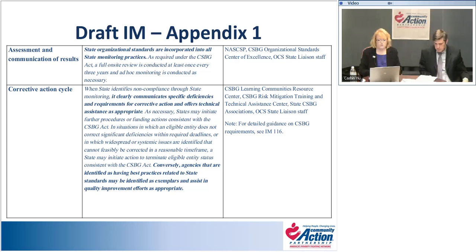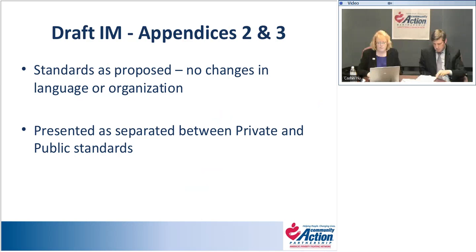Let's go to one more slide. The remainder of the appendices are the 56 standards. They itemize them out for the private agencies, nonprofit CAPs, and then the public CAPs, the municipal authorities. And certainly we're going to be tightening up numbering and language and things like that, because we know once we separate the two into separate documents, some of the language may need to be tightened up a little bit.